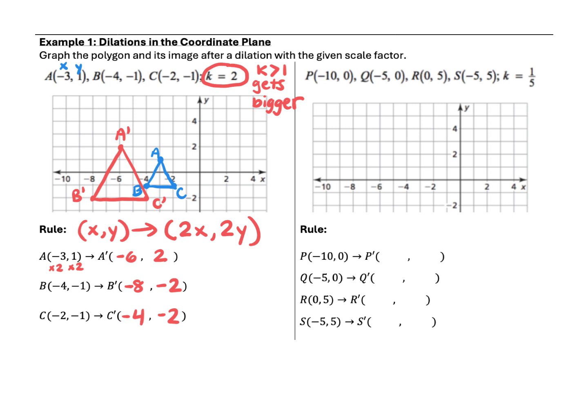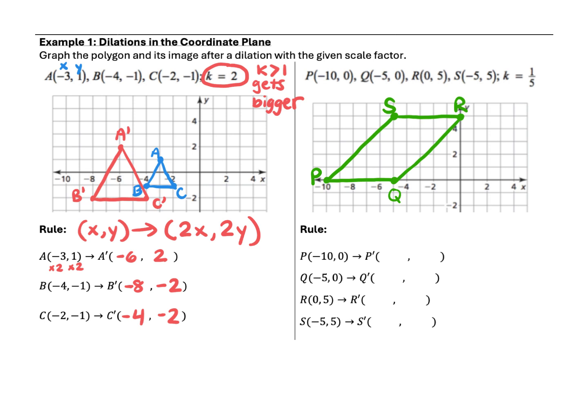Let's try another example. This next one, we have 4 points, so it's going to make a quadrilateral. Let's plot the pre-image first. I'm going to put the points in green: (-10, 0), (-5, 0), (0, 5), and (-5, 5). Now that I've made my shape, I'm going to label the corners. P was that one, Q (-5, 0), here's R and S.